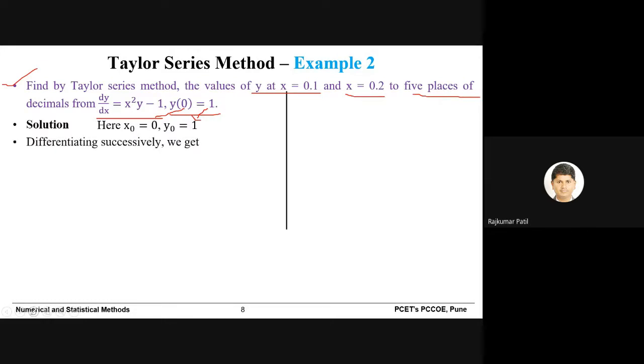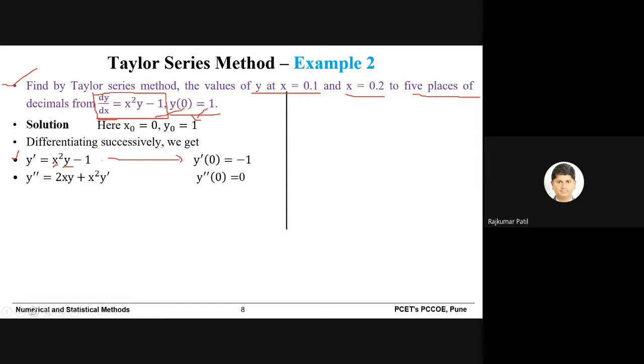Then the equation is with us, dy by dx, which can be written as y dash is equal to x square y minus 1. So this is the equation given to us. We can put the initial condition, that is x equal to 0 and y naught equal to 1, and you will get y dash naught as minus 1.